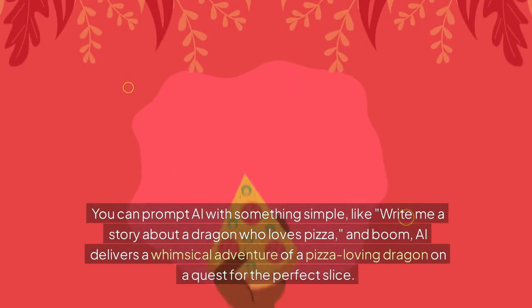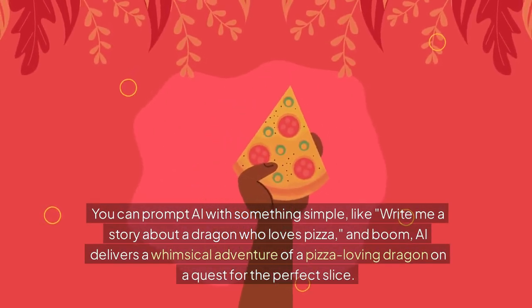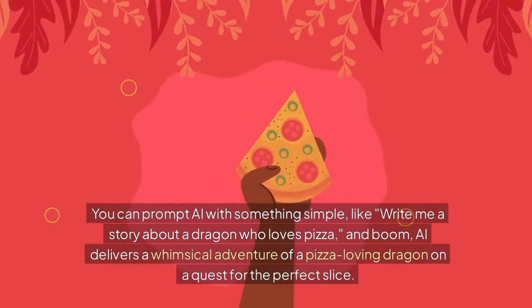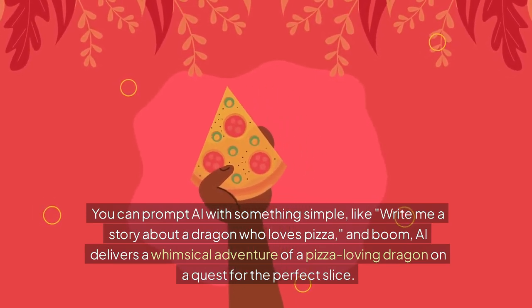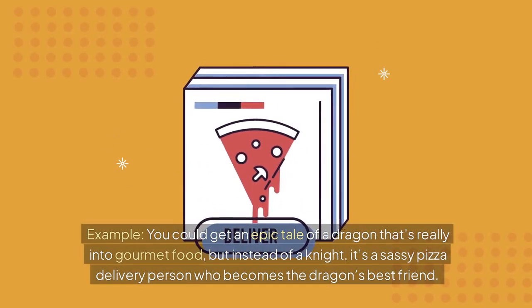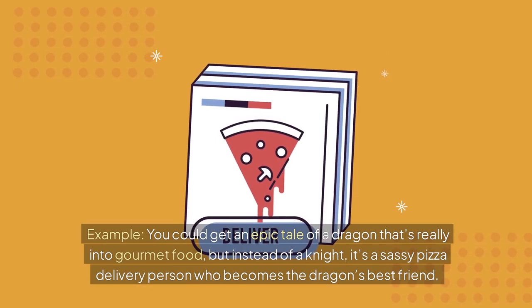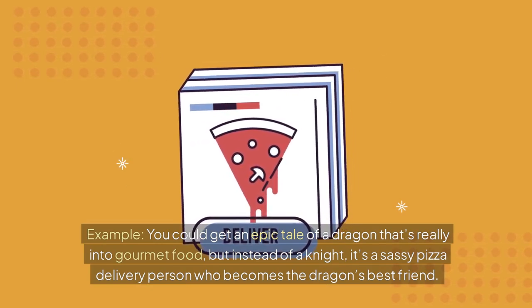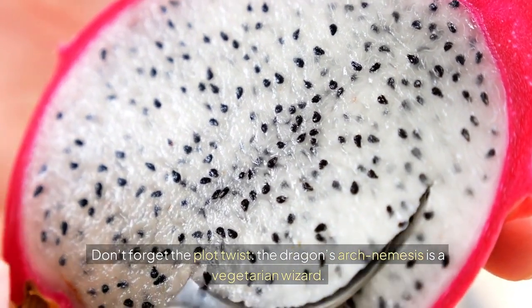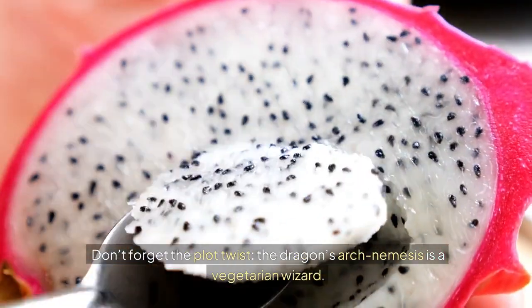You can prompt AI with something simple, like write me a story about a dragon who loves pizza, and boom, AI delivers a whimsical adventure of a pizza-loving dragon on a quest for the perfect slice. Example: you could get an epic tale of a dragon that's really into gourmet food, but instead of a knight, it's a sassy pizza delivery person who becomes the dragon's best friend. Don't forget the plot twist: the dragon's arch-nemesis is a vegetarian wizard.